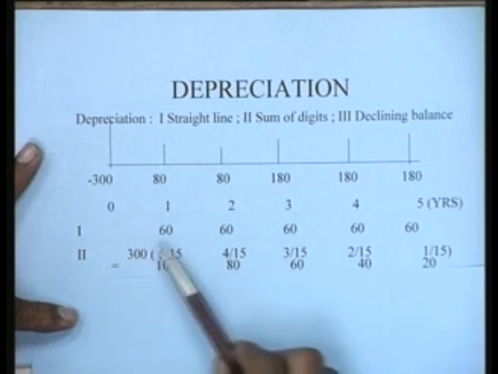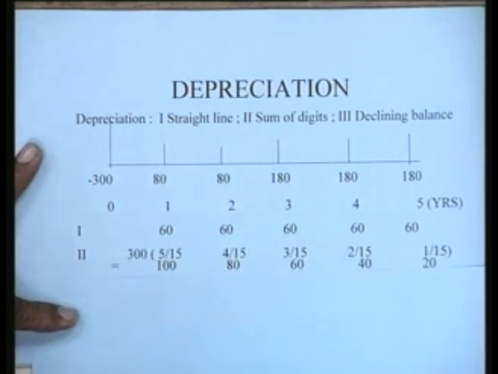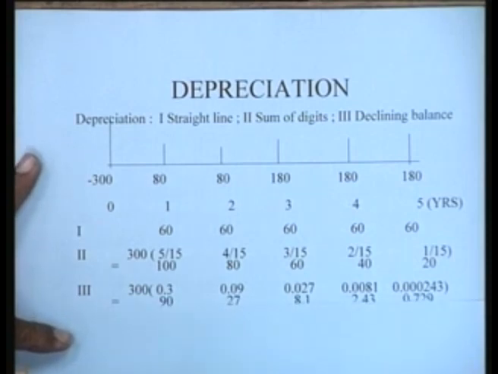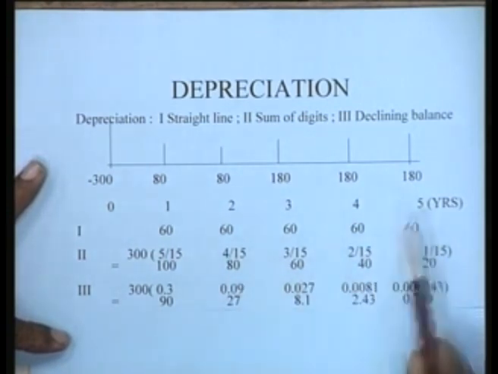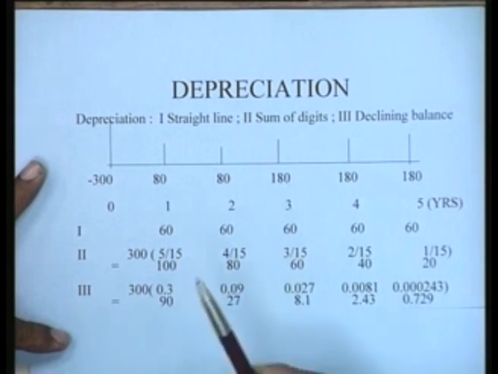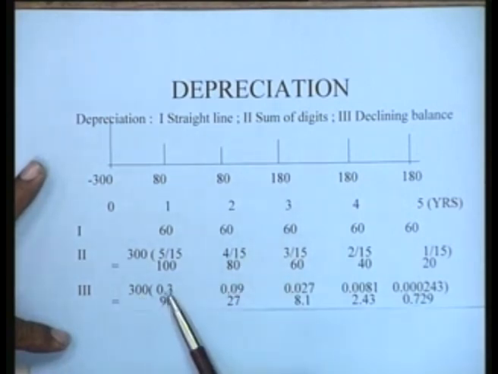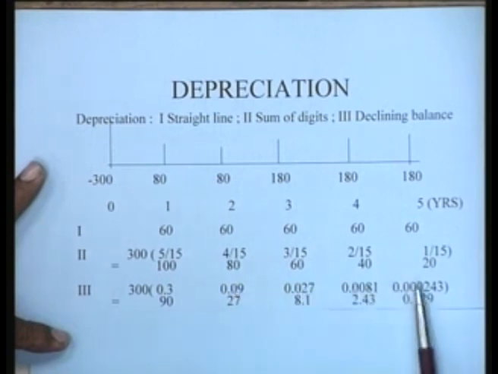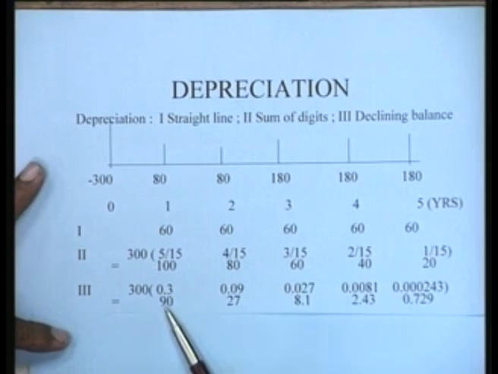So the amounts of depreciation would vary depending upon the method. Let me illustrate what would happen if I take, for instance, a factor of 0.3 in the declining balance. You could take any factor between 0 and 1 theoretically. So 0.3, 0.3 into 0.3, 0.3 into 0.3 into 0.3, and so on. In the declining balance method you would have a depreciation of 90 in the first year, 27 in the second year, 8.1 in the third year, 2.43 in the fourth year, and a negligible amount of 0.729 in the fifth year. This is what it is.